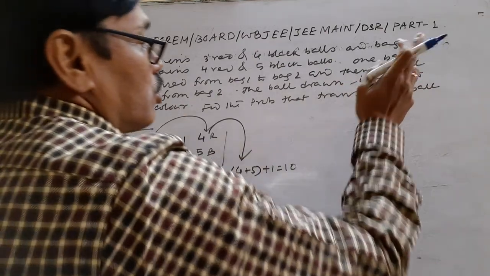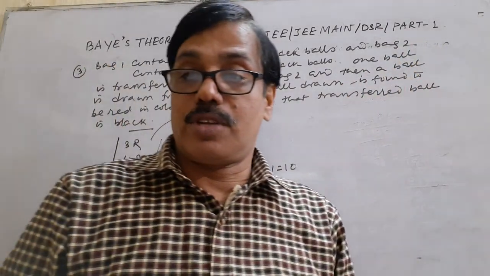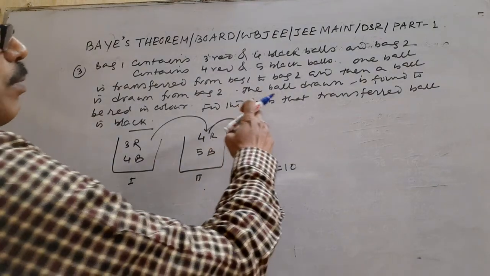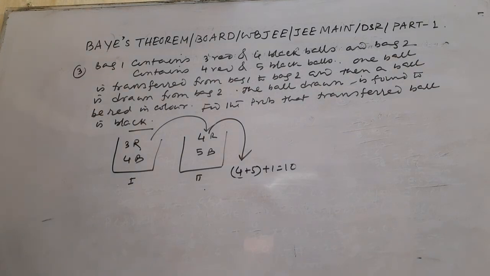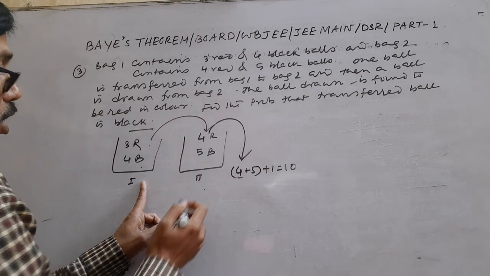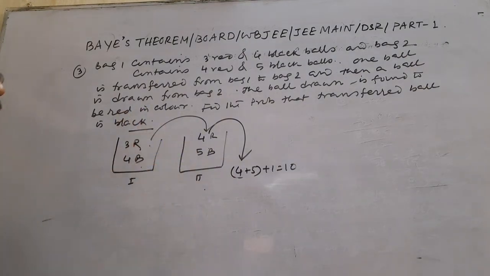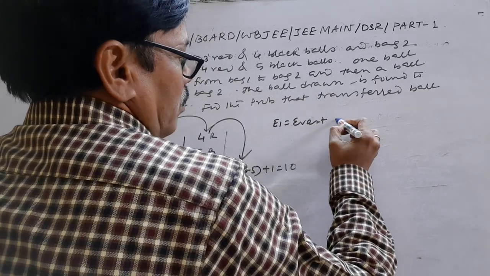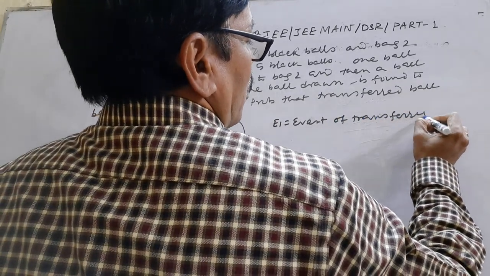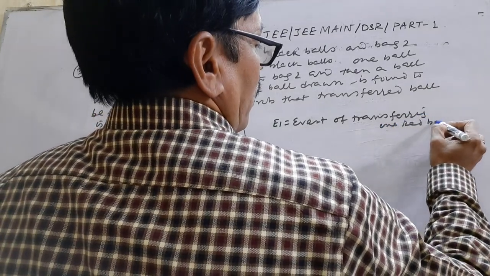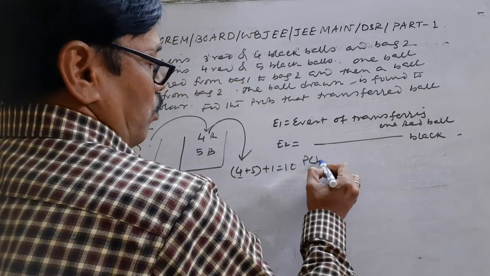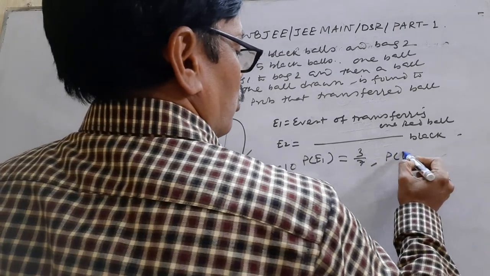From the second bag, a ball is drawn and found to be red in color. So what is the probability that the transferred ball is black? So look, we are transferring one red ball or one black ball. Now E1 is the event of transferring one red ball, E2 is the event of transferring one black ball. So obviously P(E1) is 3 by 7, P(E2) is 4 by 7.